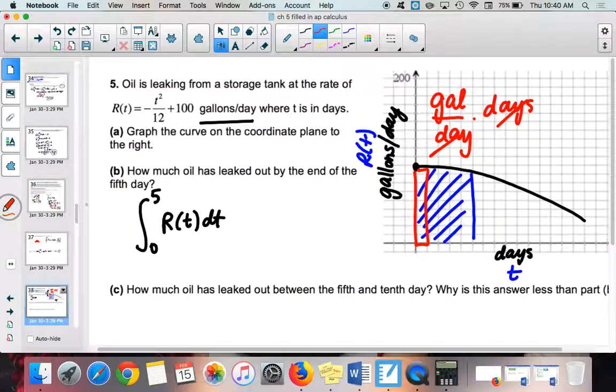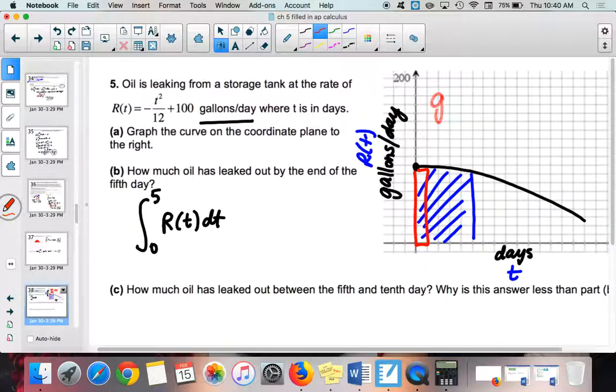Does this make sense? On the AP test, this is a crucial skill, thinking about these things, like saying, well, what units do I have? Okay, well, if I want gallons, I need to multiply by days in some way. Oh, multiplication. Well, that's the area of a rectangle. Rectangles make an area, so area is integration, right? You're going through this whole process.